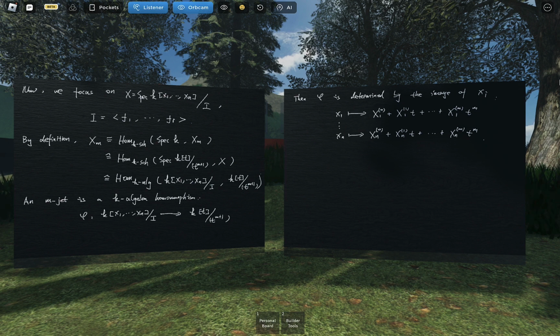Then in order for phi to be well-defined, we need to map the whole ideal I to 0. So in order for phi to be well-defined, we need the following to be true. Each of these generators will map to 0.